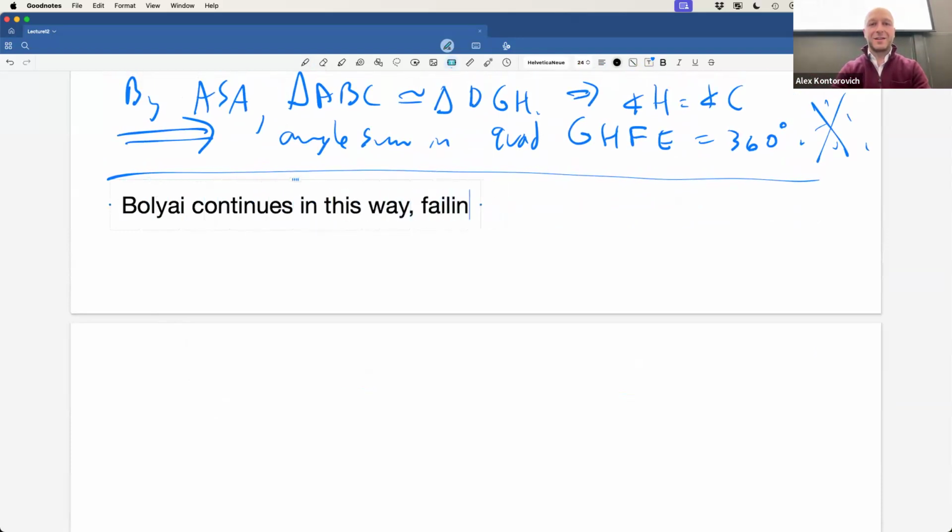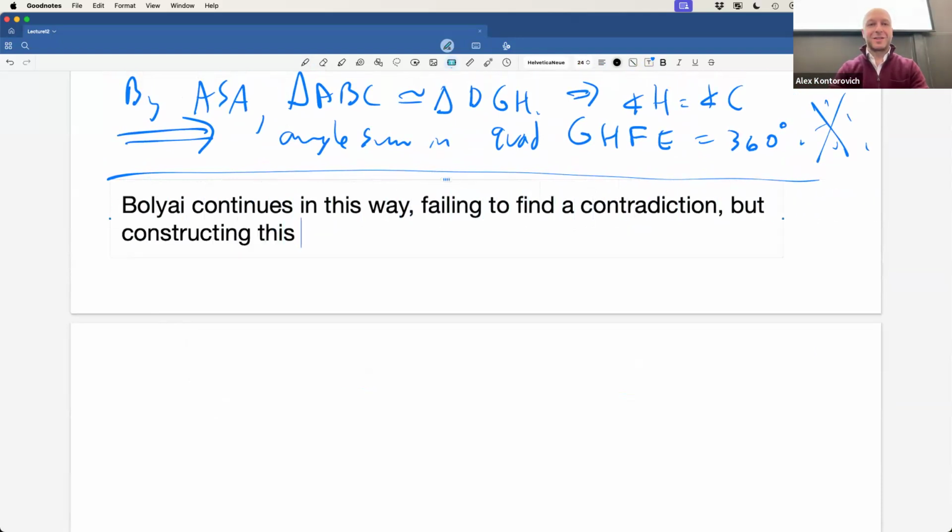Failing to find a contradiction, but constructing this crazy new world where the parallel postulate fails. Is false.